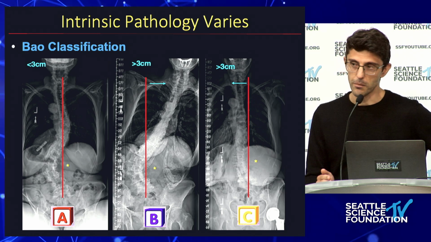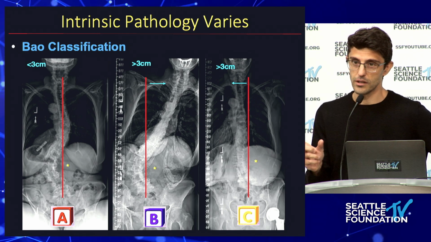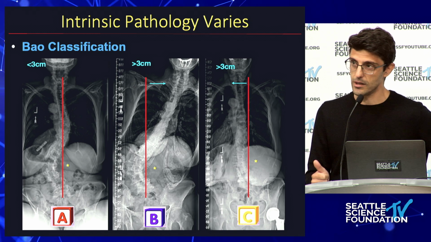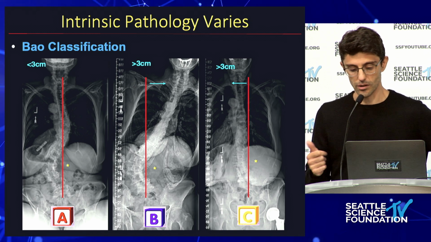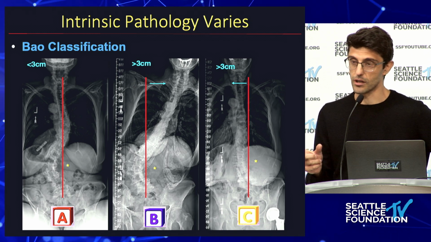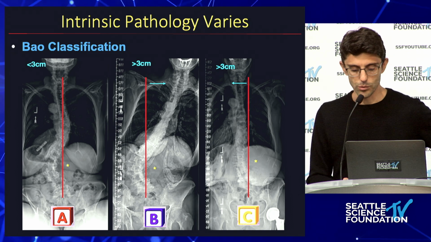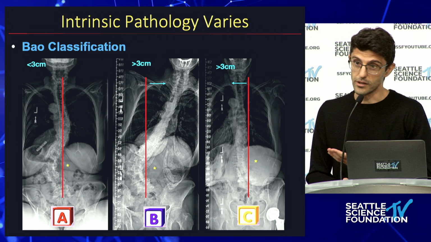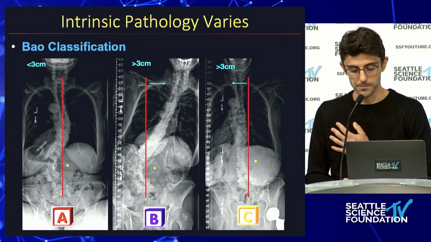So type Bs, the one in the middle, have their trunk shifted ipsilateral to the concavity. And then the type Cs, on the far right, have their trunk shifted to the convexity. And we'll talk about why this is important because it really dictates surgical management.